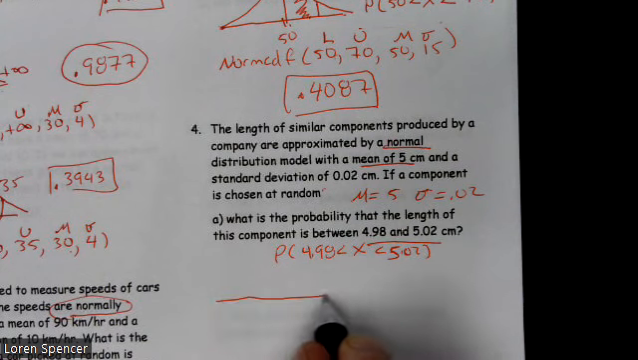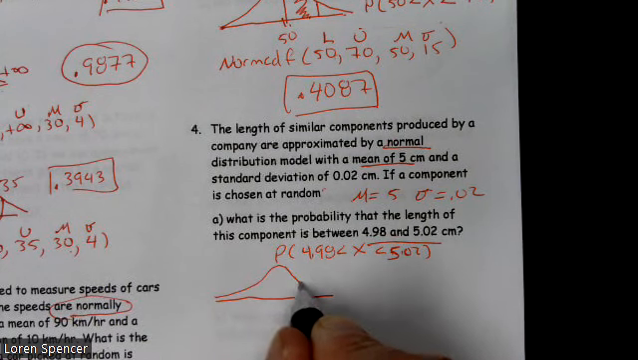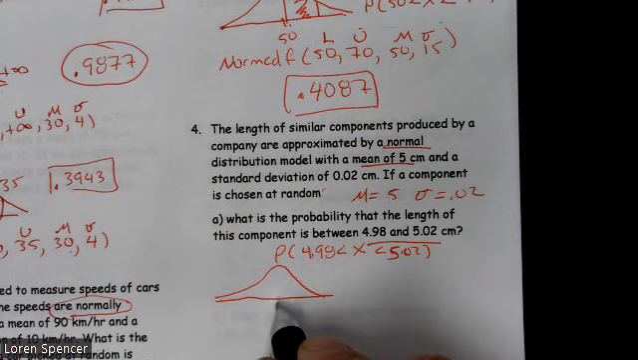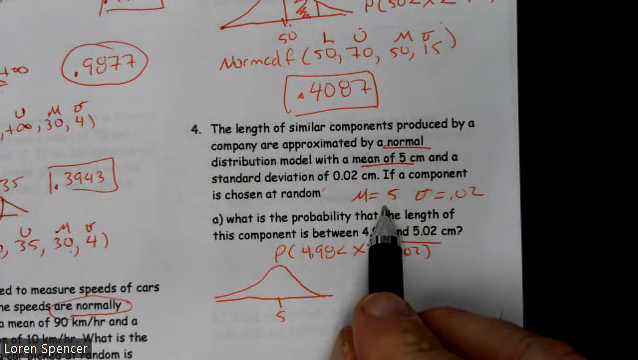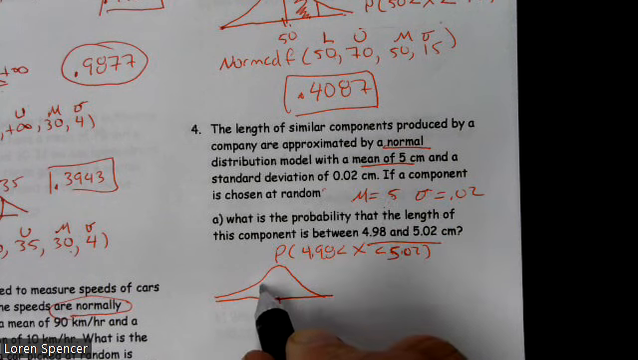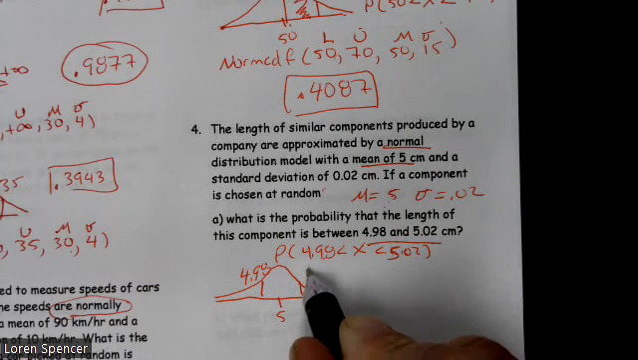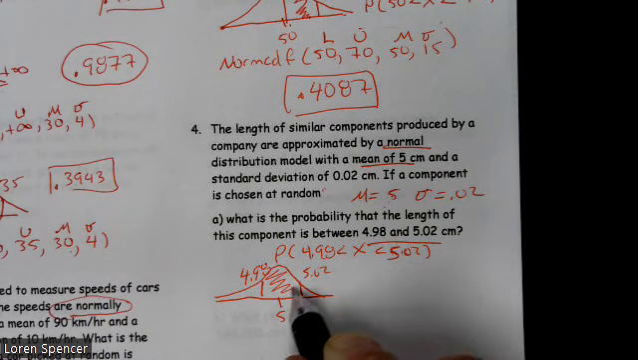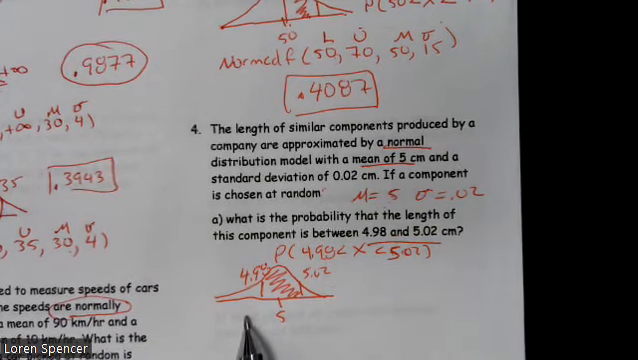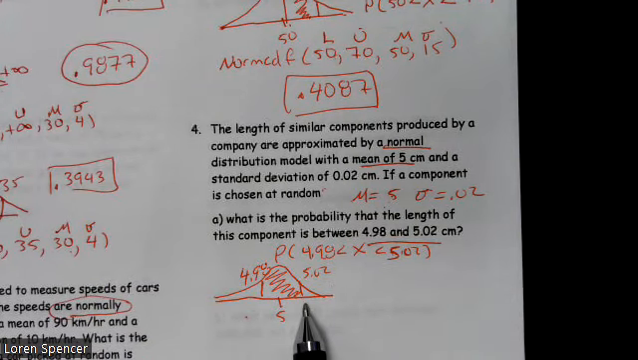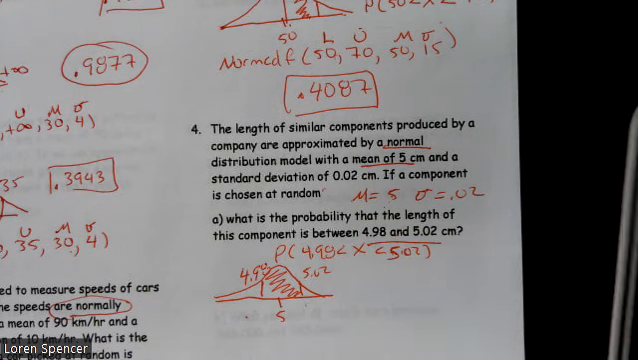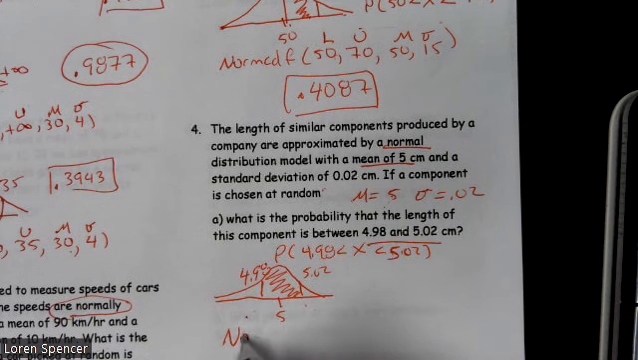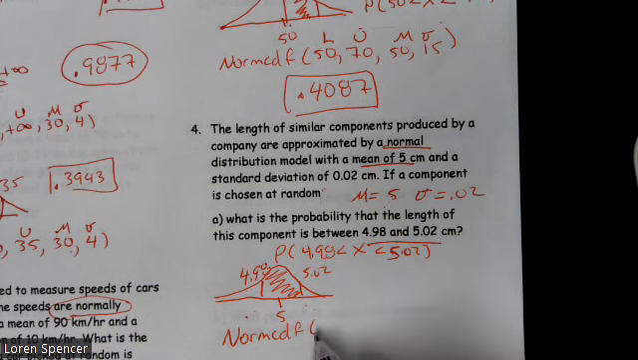So if I'm drawing my picture, it says the mean is 5. Well, it turns out 4.98 is below it, and 5.02 is above it. Now, technically, this is one standard deviation below and one standard deviation above. So that means by the empirical rule, it should be 68%, but 68% is only an estimate. It's not as precise as what we're going to get, but it's going to be really, really close.